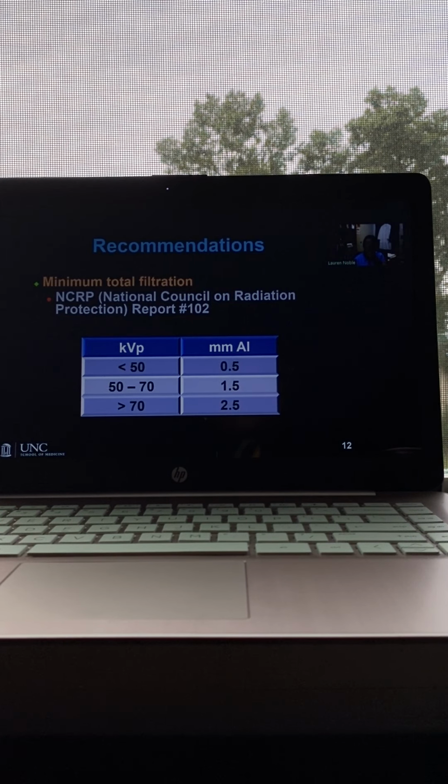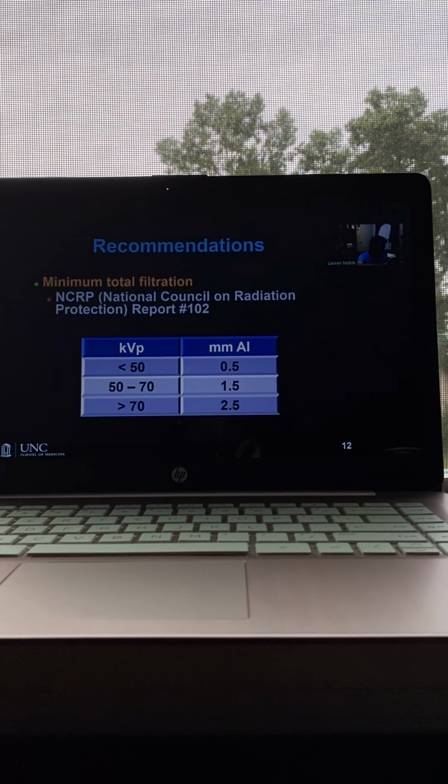So when we look at recommendations, this is what the NCRP says. They say that 2.5 millimeters of aluminum is the minimum amount of total filtration that we should have on X-ray tubes that operate above 70 kVp. Can our X-ray tubes operate above 70 kVp? Mm-hmm. Yeah, absolutely. You saw that when you were in clinic. I'm sure you used over 70 kVp on some things, didn't you? Yeah.